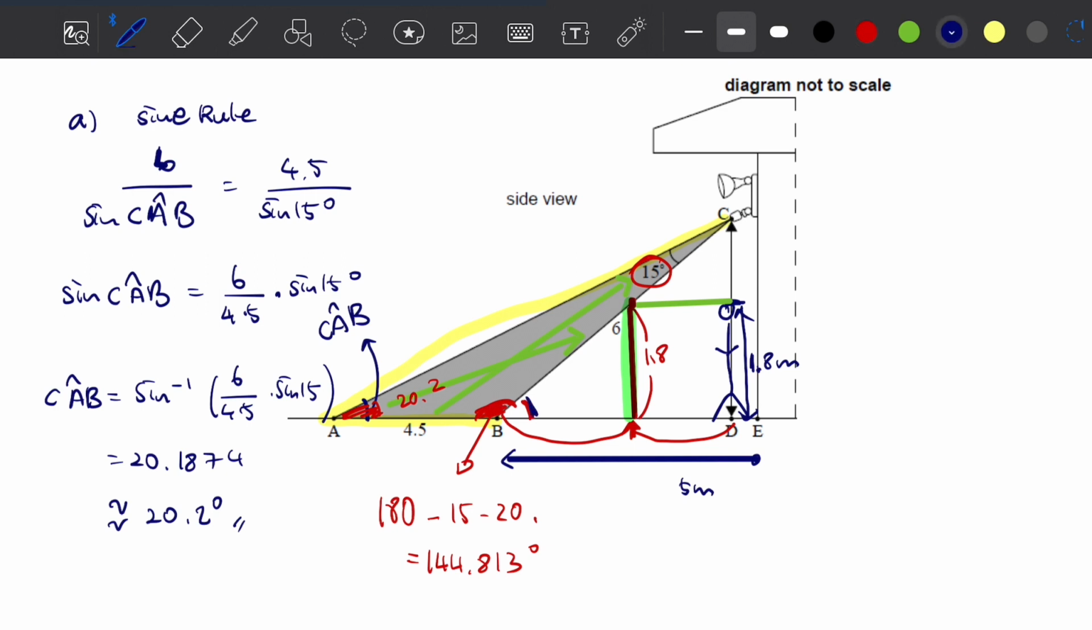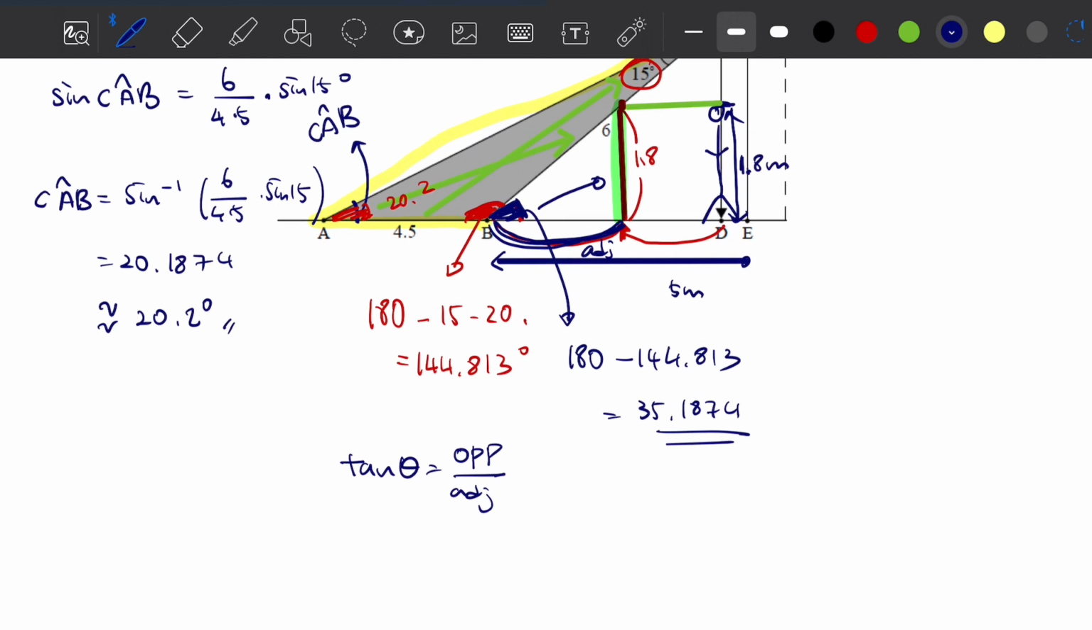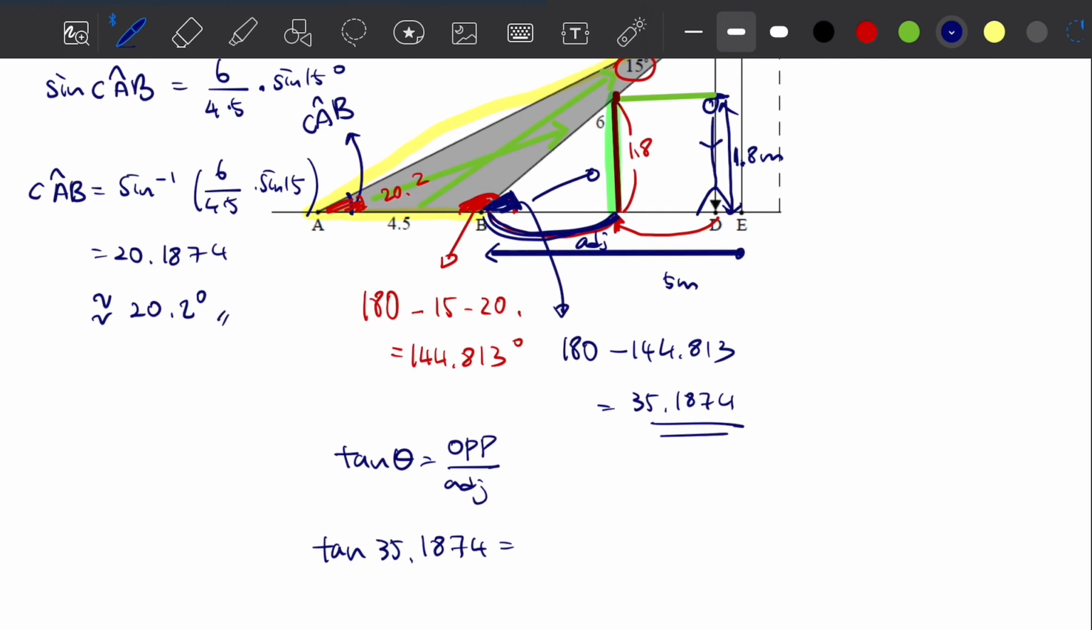Then we can find this angle as 180 minus 144.813, which gives us the angle of 35.1874. Since we know the angle here and its opposite angle, we can find this neighboring length, which is the adjacent, right? Then we can use tangent theta equals opposite over adjacent. We have tangent of 35.1874, the opposite is 1.8, and we are trying to find the adjacent, right?